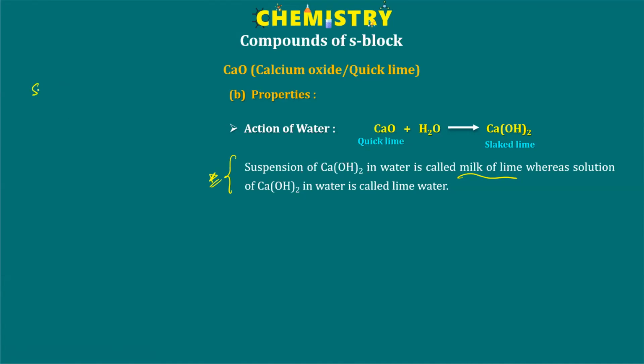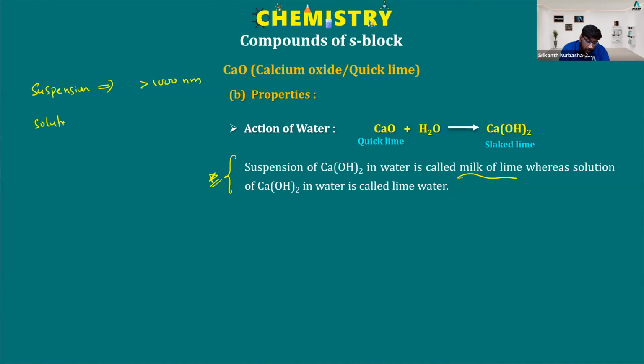Suspension is a heterogeneous mixture, and solution is a homogeneous mixture. What is the particle size? For a suspension, it is greater than 1000 nanometers, 10,000 nanometers. For a solution, it is a homogeneous mixture with particle size less than 1 nanometer. Suspension is heterogeneous.